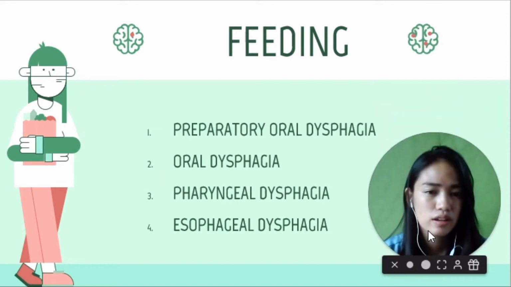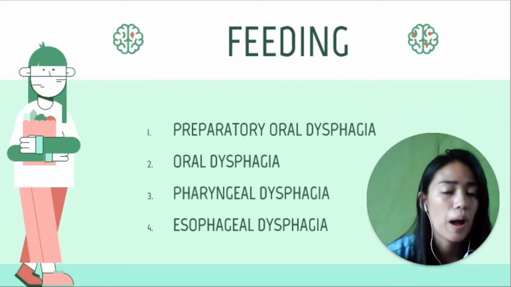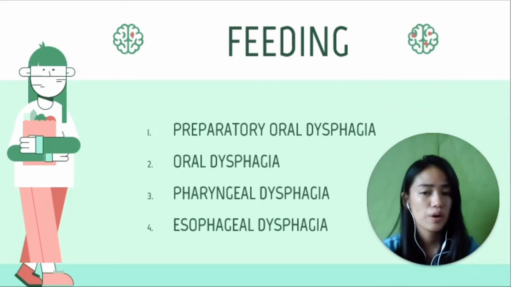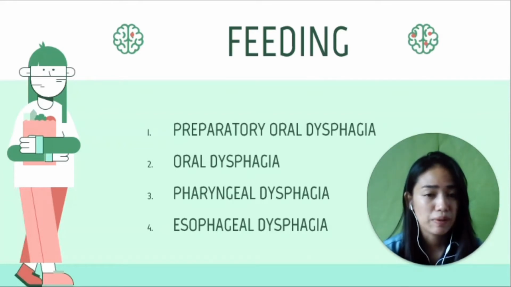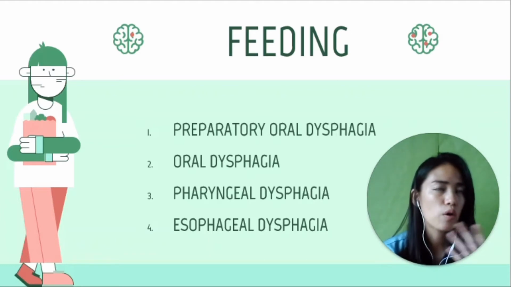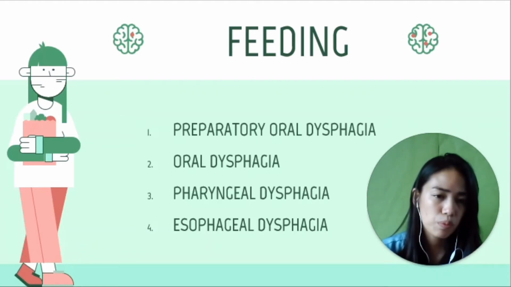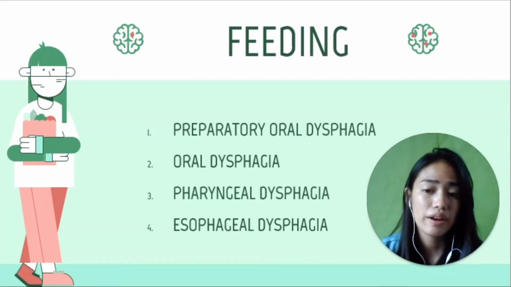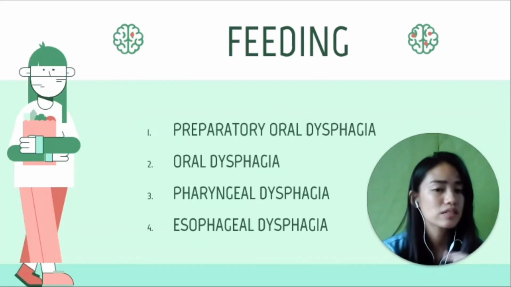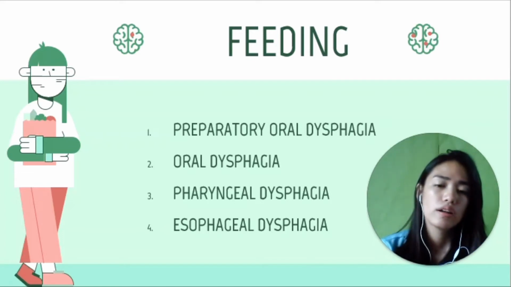As for feeding, they may present preparatory oral dysphagia or problems with, for example, drooling, like spillage of food when they eat, and they cannot completely take all the food from the spoon, so some is left behind. They may have oral dysphagia, so there is delayed swallowing timing when they swallow food.